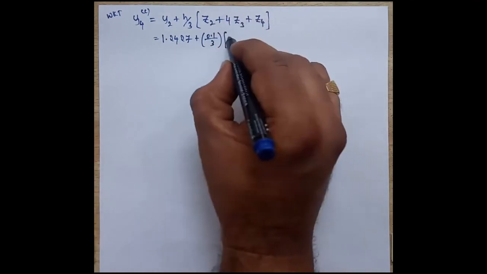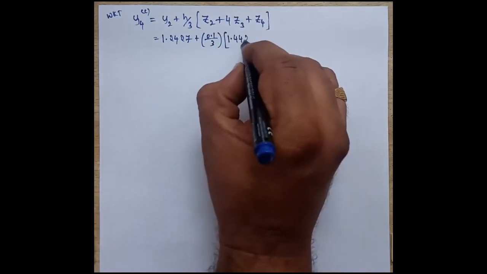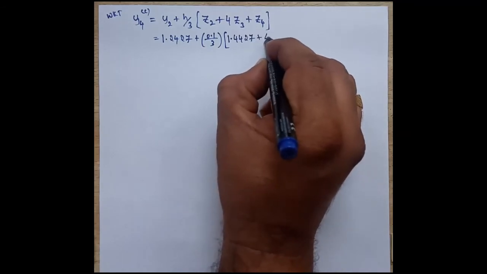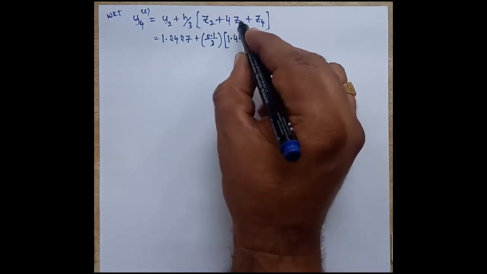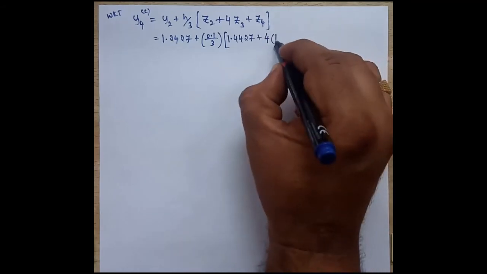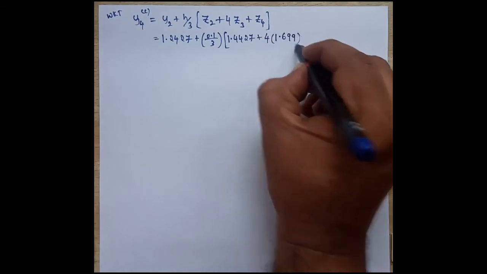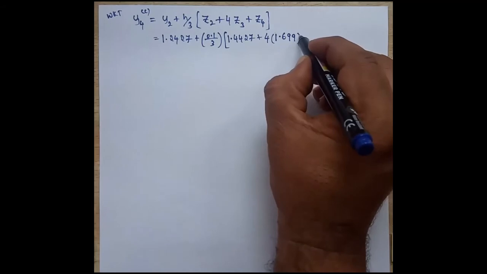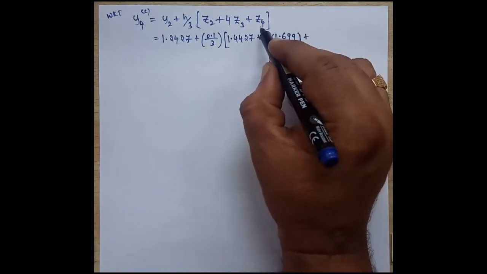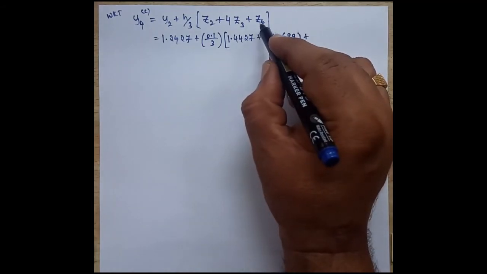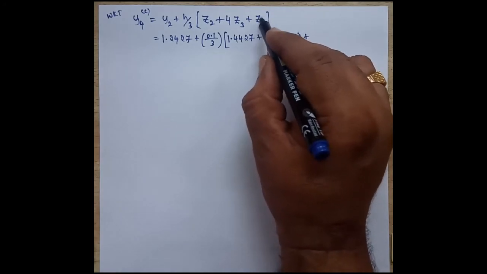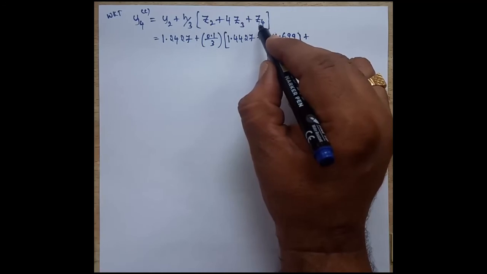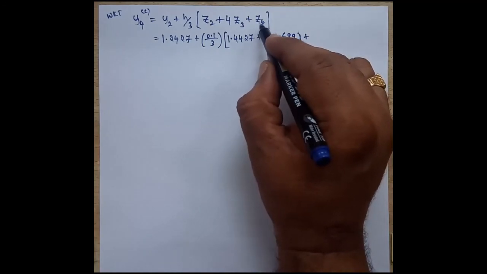The value of Z2 is 1.4427 plus 4 into Z3. So Z3 value from the table is 1.699 plus Z4. Since Z4 you cannot get from the table, what can we do? In place of Z4, I can use the predicted value for Z. So let us use the predicted value for Z.